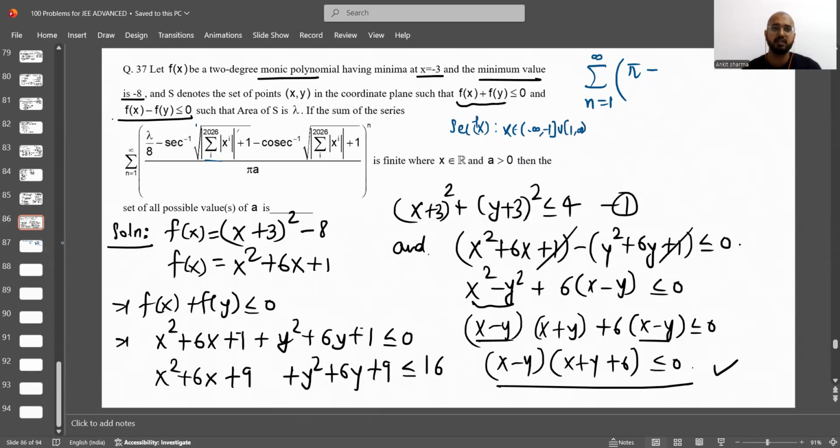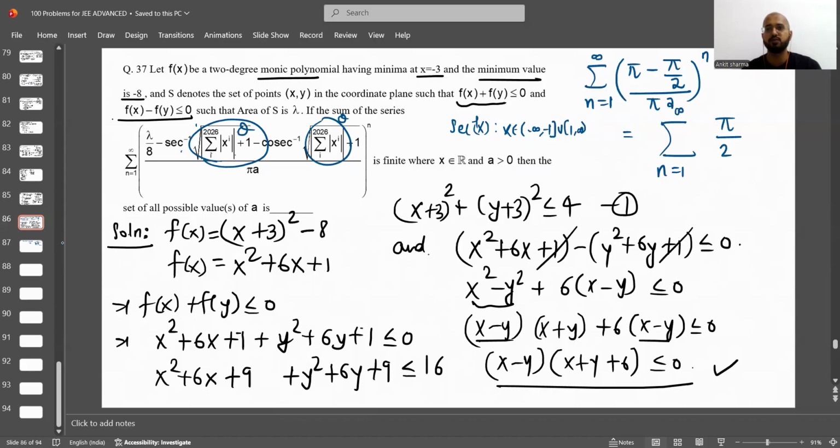That means, and these two are theta. So if we call this theta, this is again theta. So sec inverse theta plus cosec inverse theta just simply turns out to be pi over 2. This over pi into a to the power n. And now this can be further written as the sum from n is equal to 1 to infinity. Pi minus pi by 2 is going to be pi over 2, a pi to the power n.